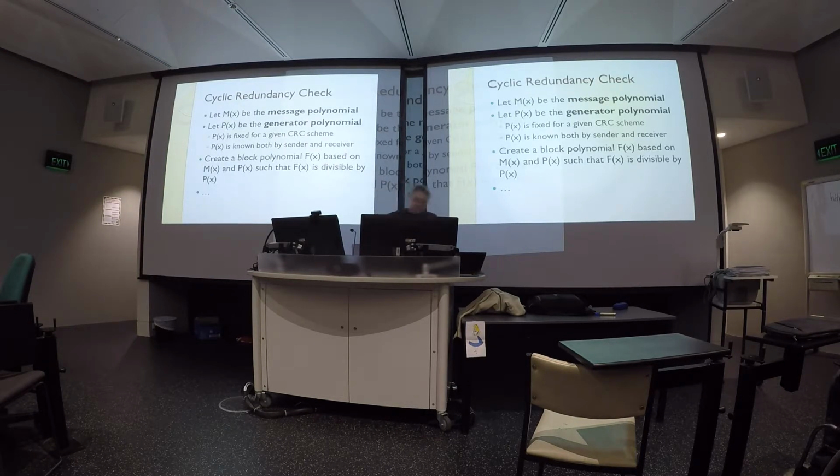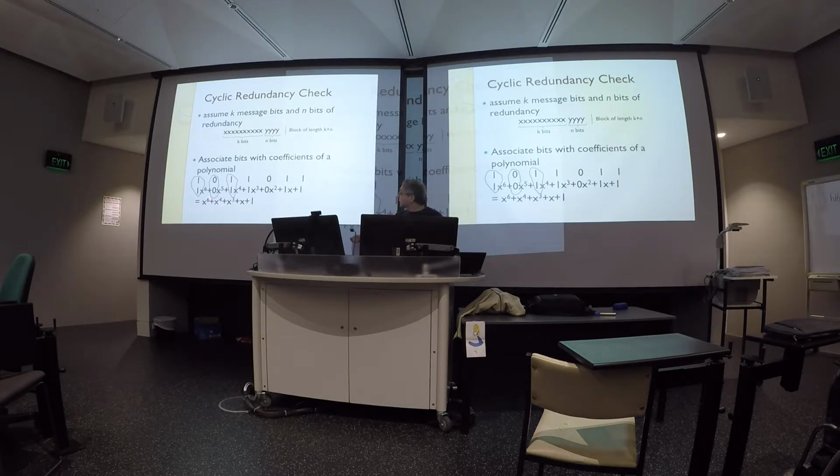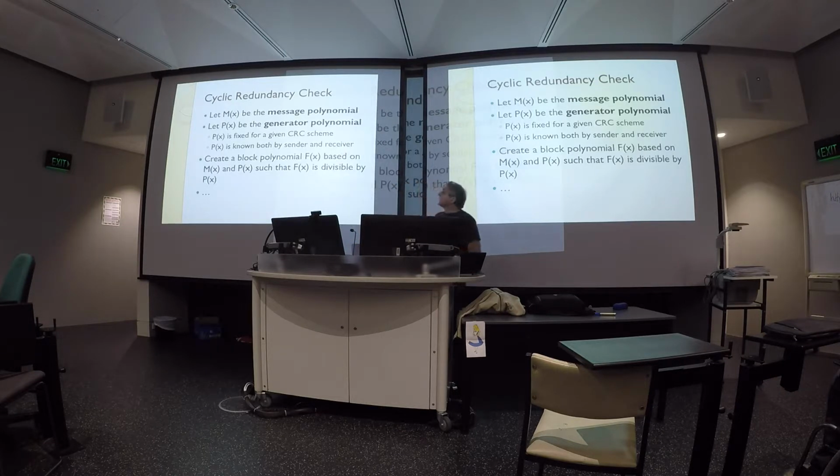Anyway, the point is, how it's computed: M(x) is the message polynomial. That's the one we just had on the last slide. P(x) is the generator polynomial. Now this is a standard polynomial that has a standard well-known name. We'll see that on the next page. P(x), as I said, is fixed for a given CRC scheme. So you've got a whole pile of different possible CRC schemes. That's a known polynomial for the scheme.